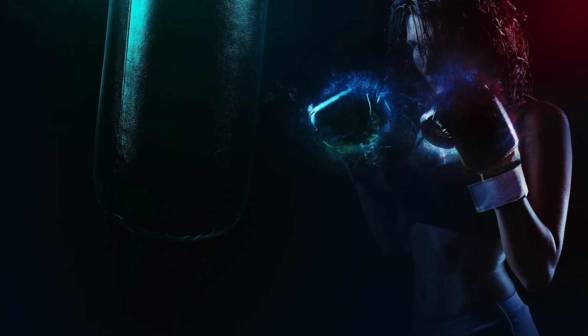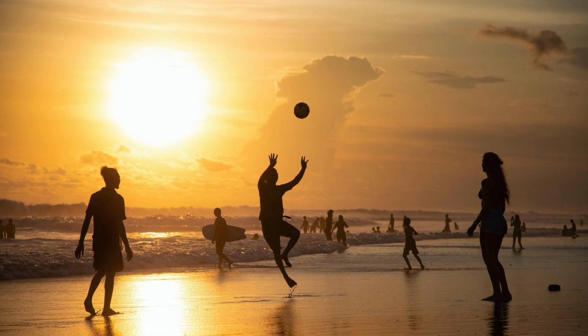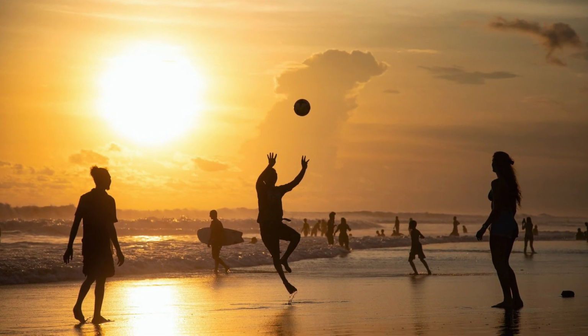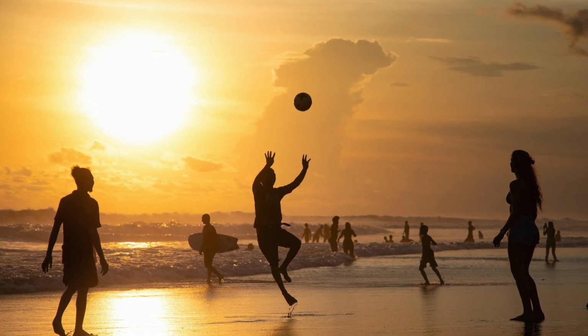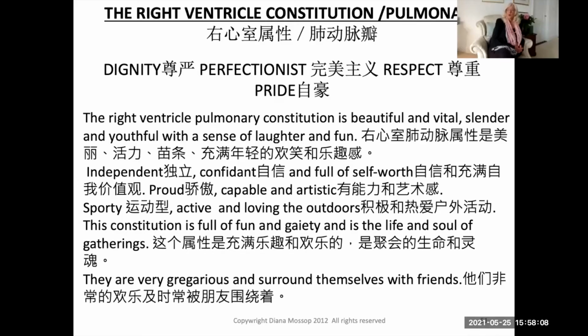They love the fresh air and the outdoors. This is a fun, fabulous constitution, gregarious, and lovely. They walk into a room with confidence. You'll always recognize the pulmonary constitution by their appearance. They're often very smart. They love to dress well. They look beautiful. They look elegant. They look connected. But when they're unhappy, they tend to withdraw and isolate themselves, and withdraw and diminish.